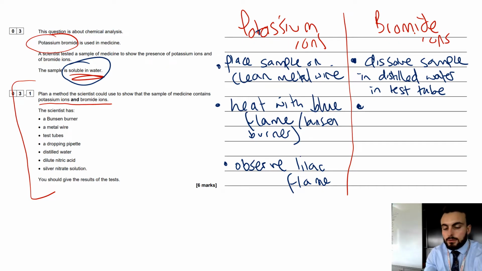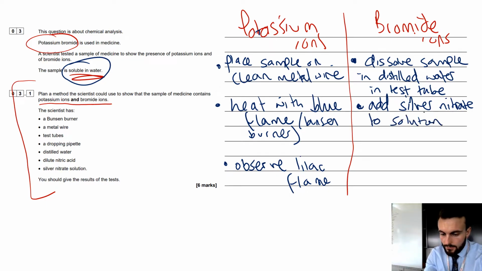And then we're going to add silver nitrate to the solution, and then if bromide is present, we would get a cream precipitate observed. Anything else? That's it.